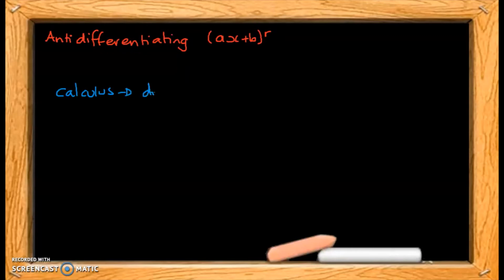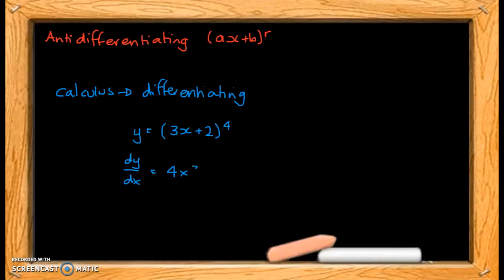and differentiating, if I had an expression like y equals 3x plus 2 all to the power of 4, my derivative will equal this times the power, so 4 times 3 outside 3x plus 2 all to a reduced power. So therefore, we'd end up with 12 outside of 3x.